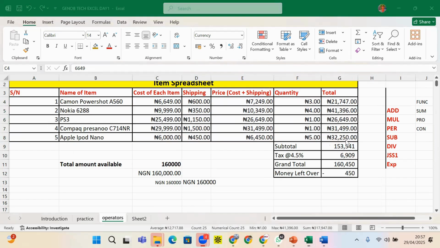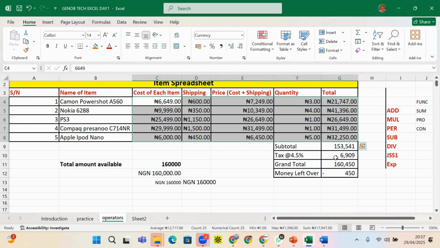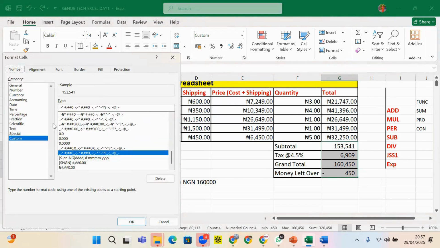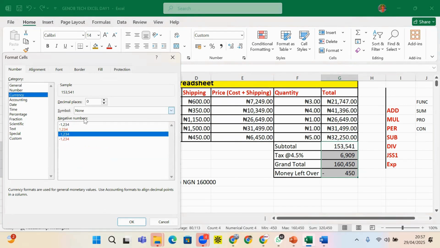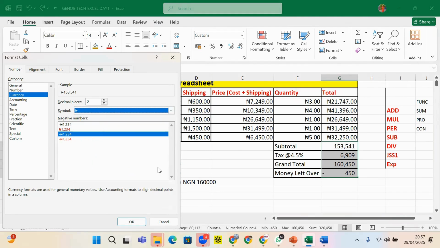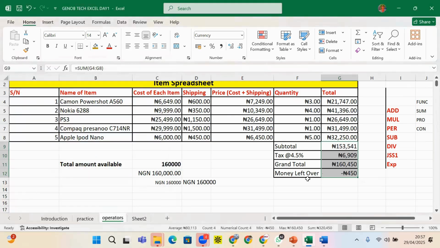If I want to format it as dollar, I'll look for the dollar symbol. Let me highlight this and format this too. I come back, number panel, currency. If I want to format it as dollar, you can see dollar here, Australian dollar, Belgians, and so on. But I want to format it as Naira. It's Naira I use. And I say okay. So I have it this way.